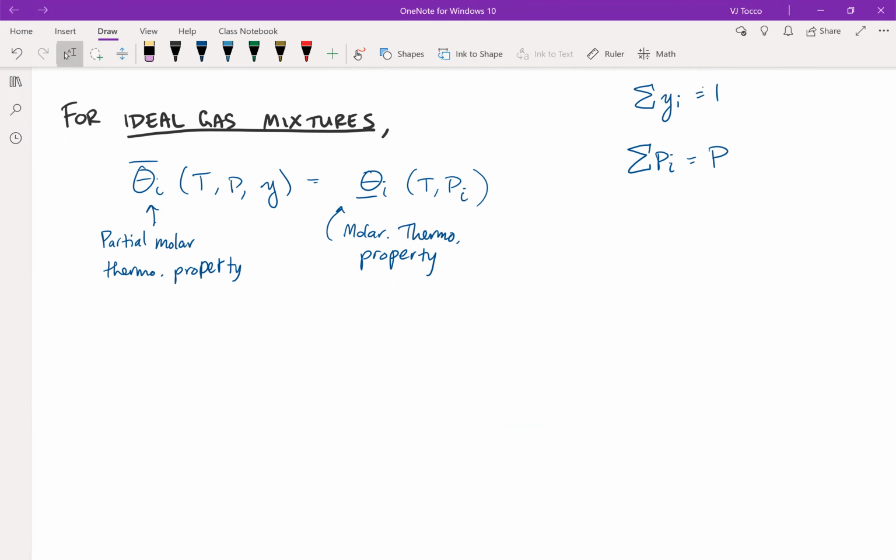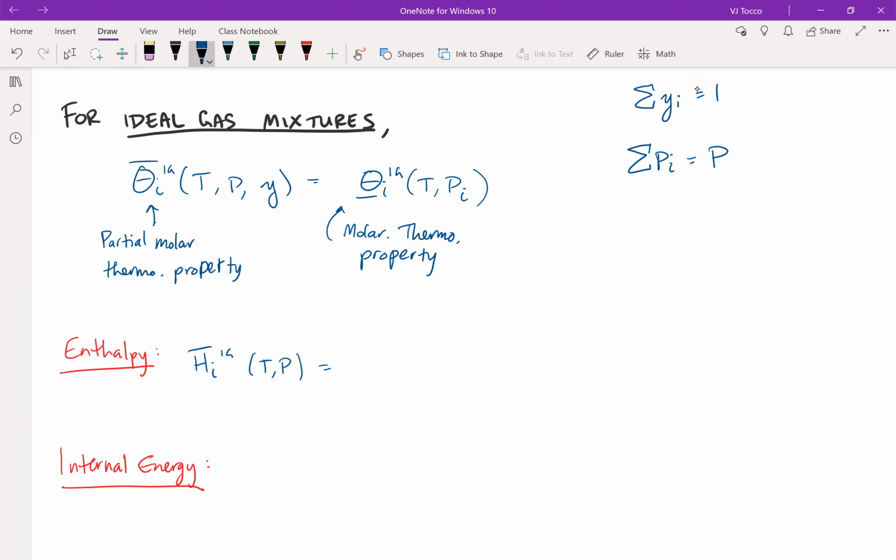We'll start with enthalpy and internal energy. And before I go on, go ahead and add subscripts onto these, just to denote that it's for an ideal gas, such that we don't ever forget. So the enthalpy for an ideal gas mixture can be written as the partial molar enthalpy for an ideal gas as a function of T and P must be equal to the molar enthalpy of that same component as a function of temperature and partial pressure. And because whether you use partial pressure or total pressure for an ideal gas doesn't matter, remember, because enthalpy is not a function of pressure for an ideal gas, it equals H_i^IG of T and P.